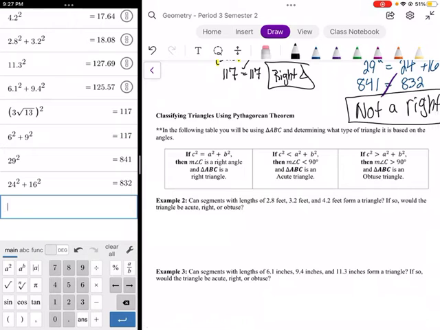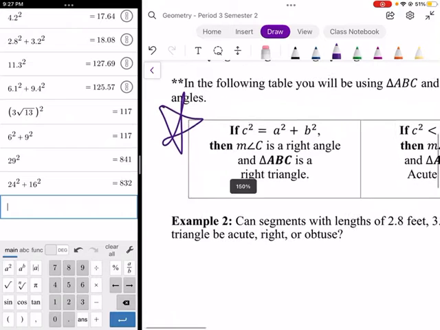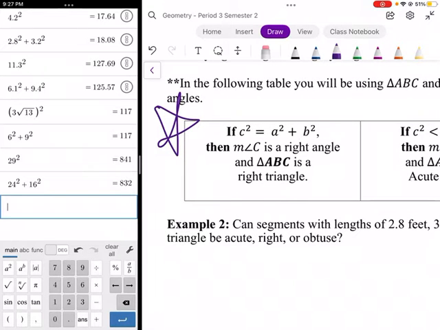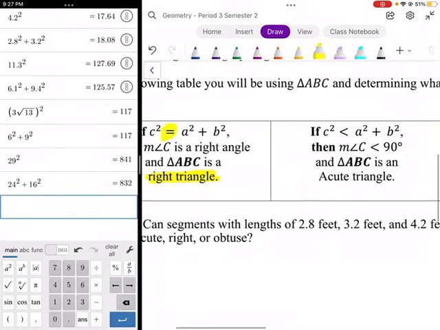This table is going to be important. You are going to want to have this memorized for quizzes and tests. So in the following table, we are going to be using triangle ABC, and we're going to be determining the type of triangle based on its angles. So we already know if we have a squared plus b squared equals c squared, that we have a right triangle. That one we've already gone over.